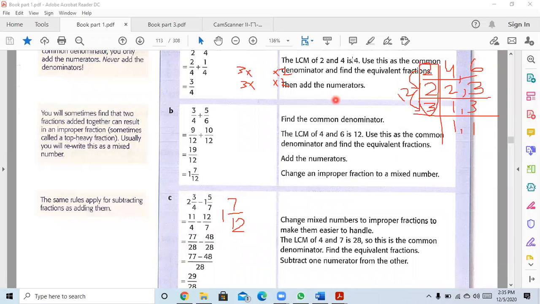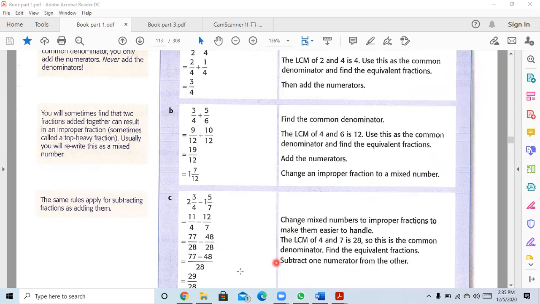Solve LCM like that. I already solved. Okay, so your common number is 28. So 4 how many times equal to 28? That is equal to 7 times. And 7 how many times? 7 4 times. Okay, so you will get this answer.